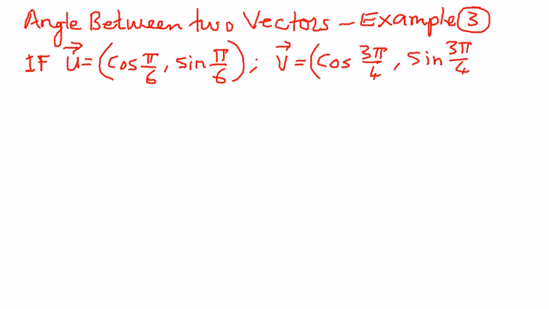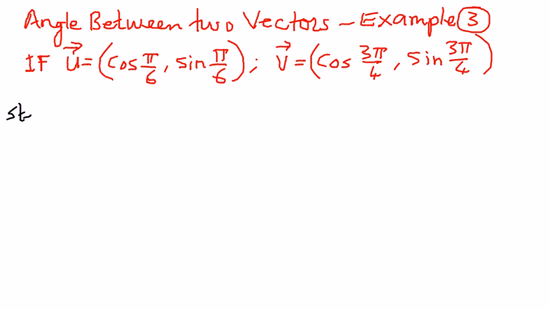So we have some trigonometric measures in here. It doesn't matter. We can still find the angle between these two vectors. We want to find theta, the angle between these two vectors. The way to do that is as follows.